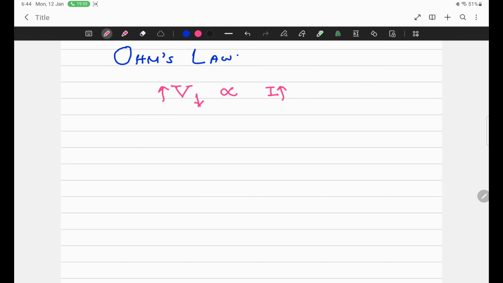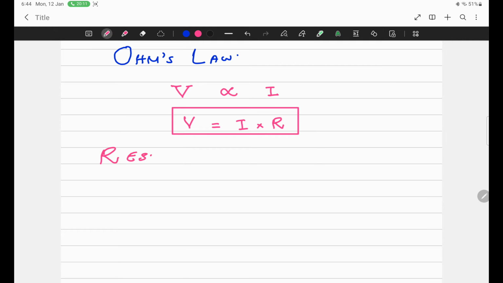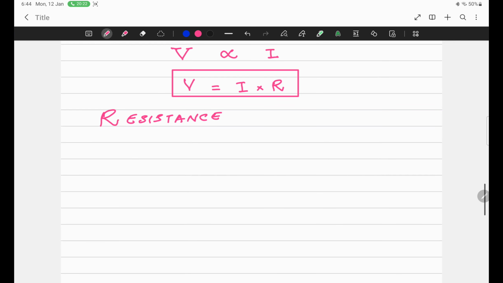If the voltage is low, there will be small current. So current and voltage are directly proportional. And when you remove this sign of proportionality, then we use a constant capital R, and this R is known as resistance of conductor. And we will discuss properly what resistance is. But right now, as we have discussed, current and voltage are directly proportional.